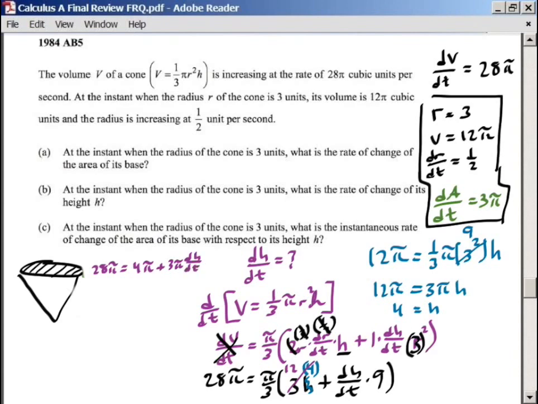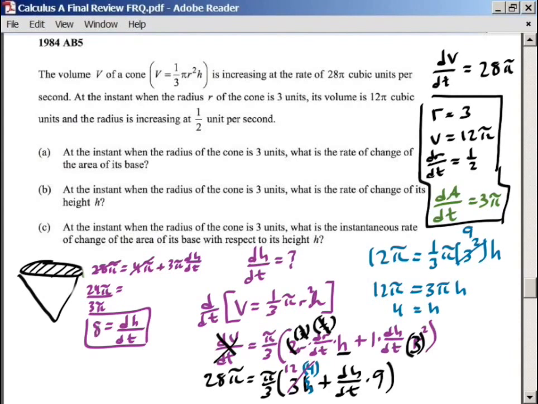Then I would subtract 4 from both sides, so this is going to be a 24 pi now, equals all that stuff. And if I wanted to get dh over dt alone, I had to divide by 3 pi, so I'm going to divide this by 3 pi now, which would give me 6. So 6 equals dh over dt. Actually, not 6, 8. That's right, 24 divided by 3 is 8.